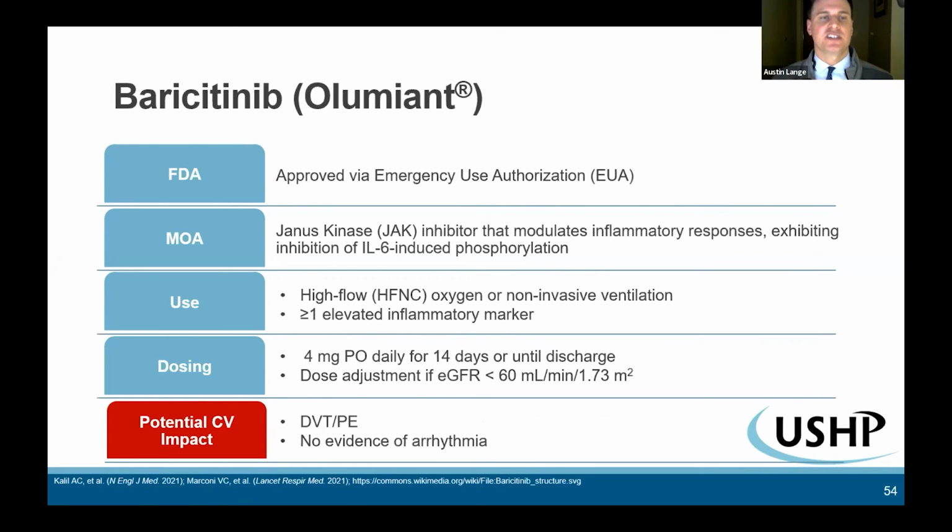Baricitinib, or Olumiant, is approved via emergency use authorization, or EUA. This is a JAK inhibitor, Janus kinase, and it helps to modulate the inflammatory response, specifically with interleukin-6. This is used in patients who have high flow nasal cannula oxygen needs or non-invasive ventilation, as well as an inflammatory marker above the upper limit of normal, and those are C-reactive protein, a D-dimer, an LDH, or a ferritin. So that's kind of the qualification to use baricitinib.